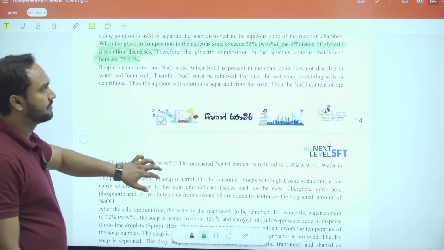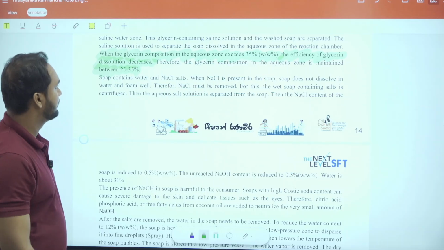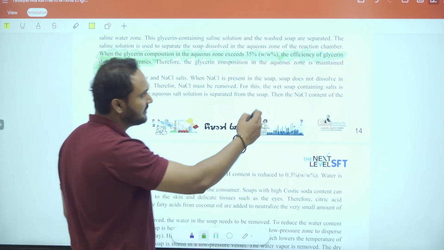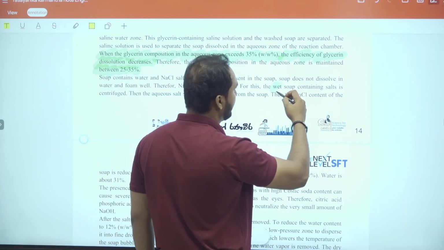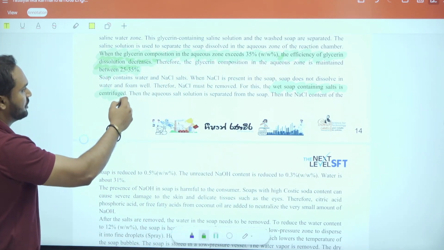Soap containing salt is centrifuged. Right? Highlight that. Wet soap containing salt is centrifuged.